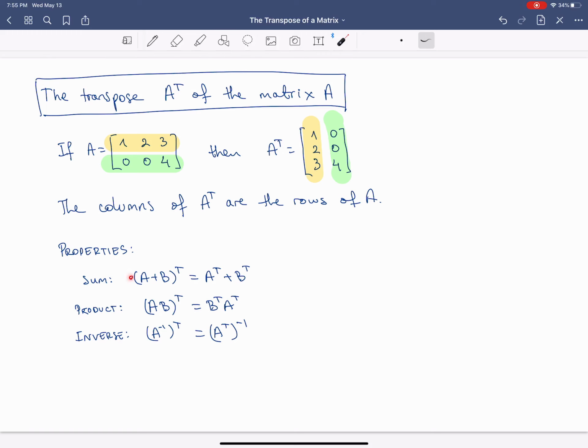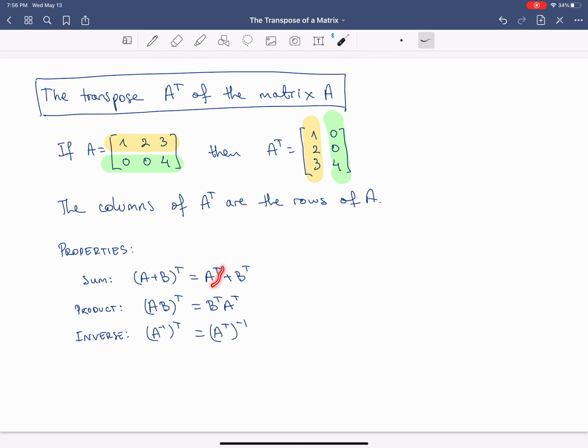The first property over here says that you could first add two matrices and then transpose, or you could transpose two matrices and then add, and the equality says that the results will be the same. And this makes sense because addition of two matrices is done term by term. So you could say the rows of A add with the corresponding rows of B, and then when you transpose them, those rows become columns.